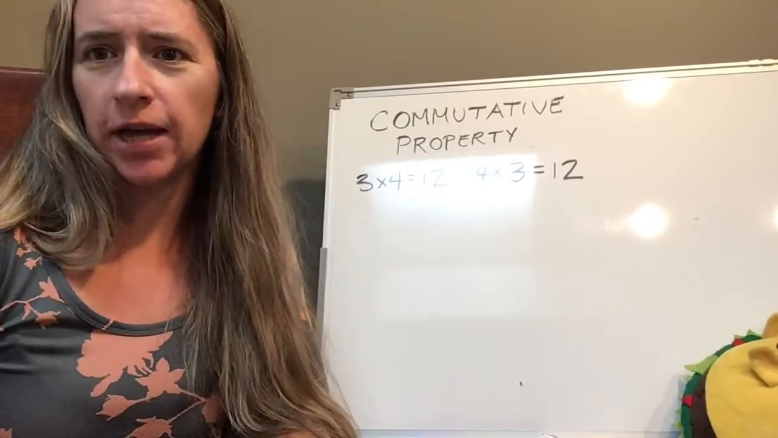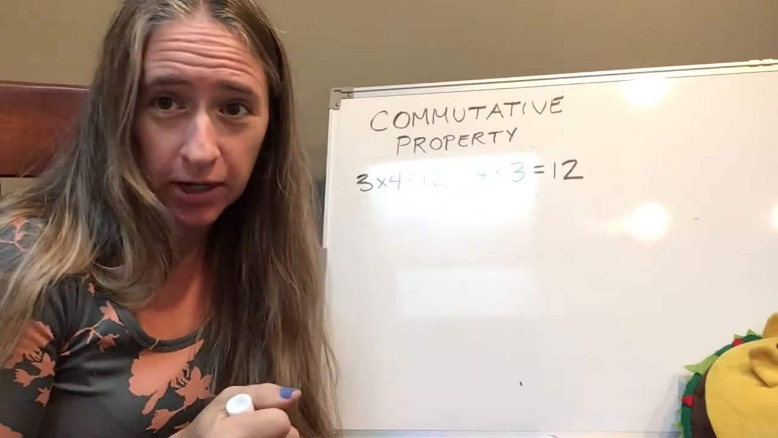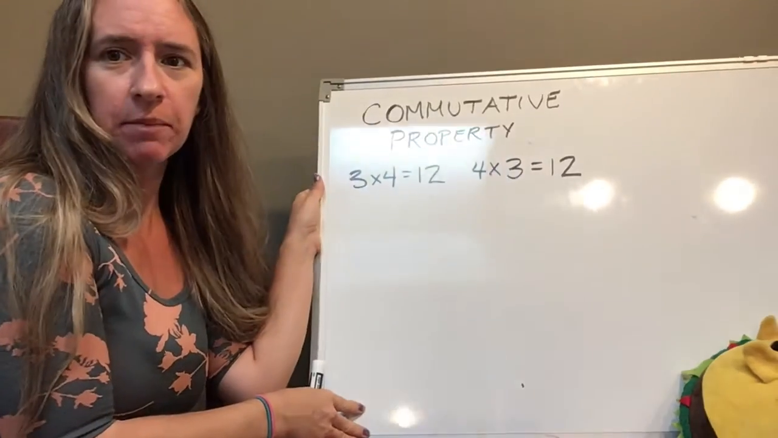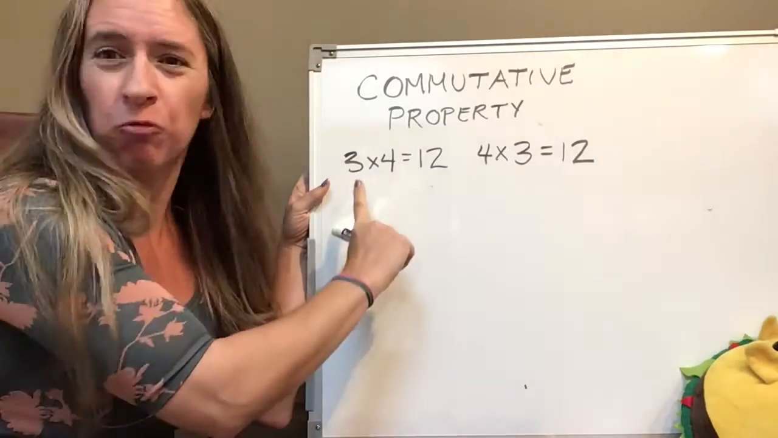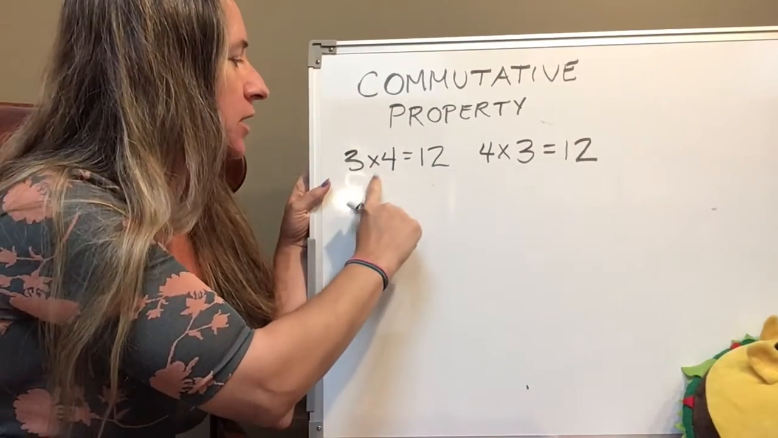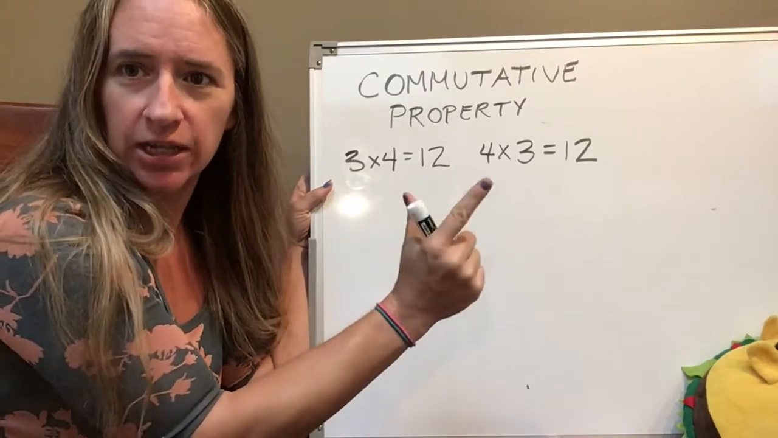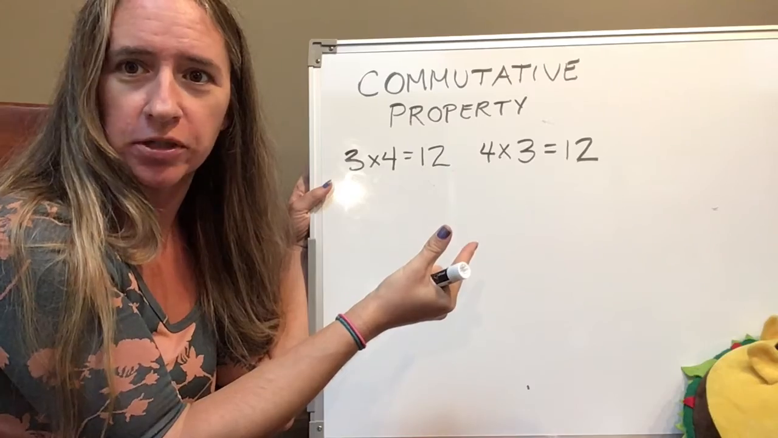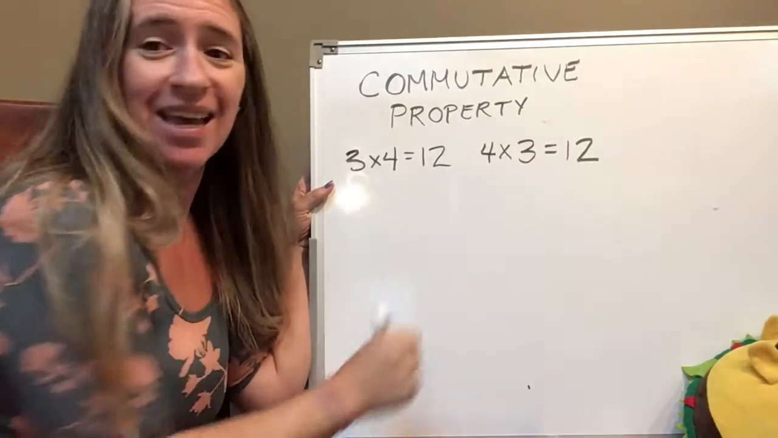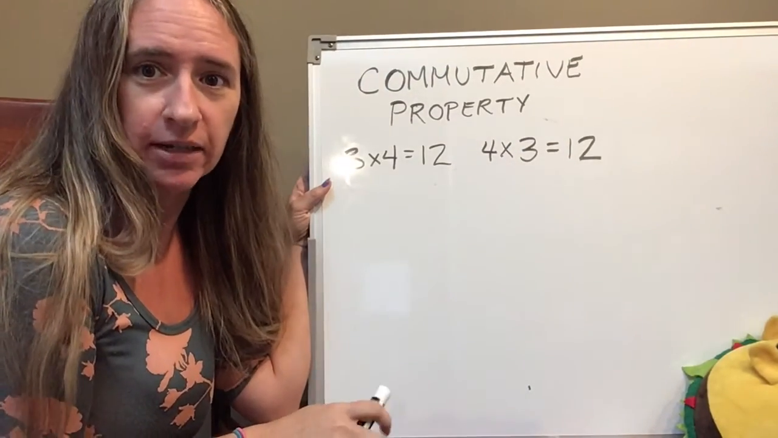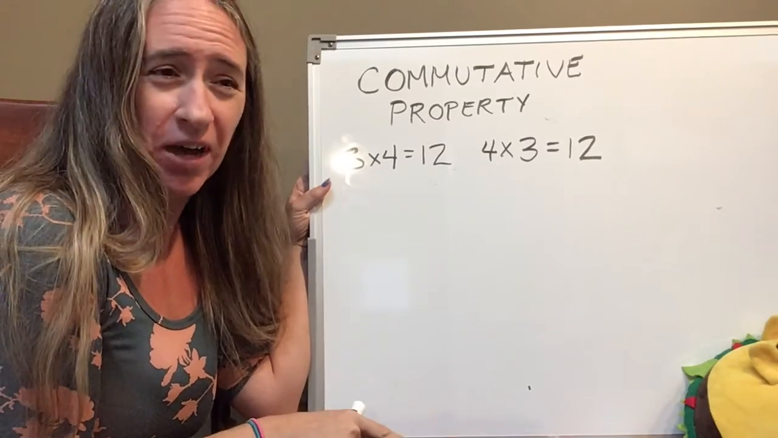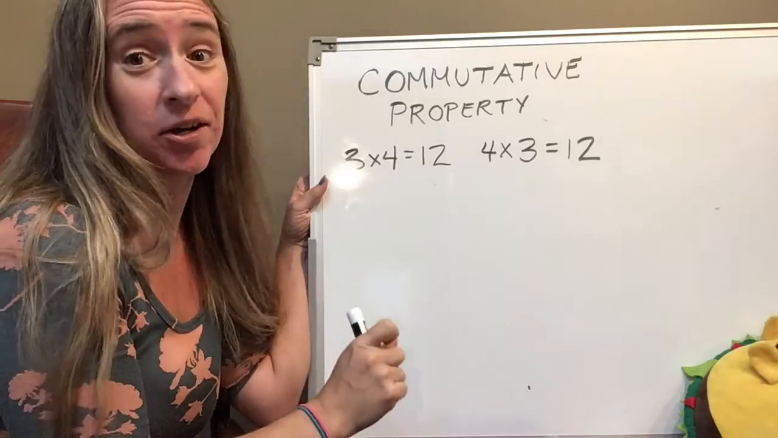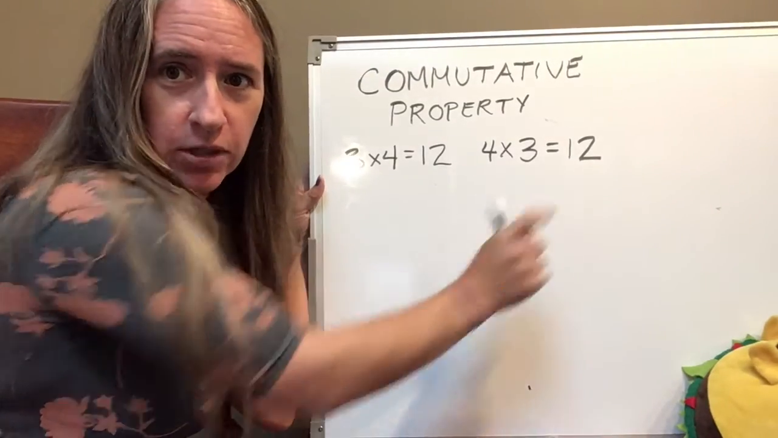Hey, thanks, Taco Cat. So here's what the commutative property means. It's like a rule, a trick for multiplication. It means if I take the numbers in one multiplication problem, 3 times 4 equals 12, I can just flip, whoosh, whoosh, do it with me, whoosh, whoosh. I can just flip those numbers around, whoosh, whoosh, and I'm going to get the same product. I'm going to get the same answer. So if I know what 3 times 4 is, then I know what 4 times 3 is.